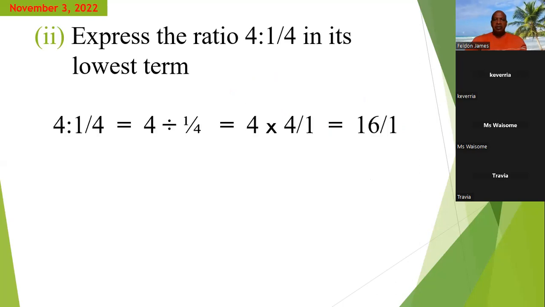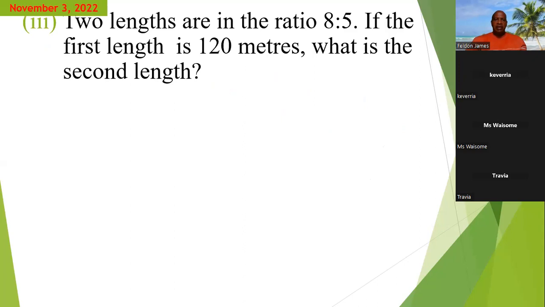All right, so just as before, we give you this layout and we get the ratio of 16 to 1. Now here we have a worded problem in ratio. It says that 2 lengths are in the ratio of 8 to 5. If the first length is 120 meters, what is the second length? Now, just giving you a little chance to see if you could apply some reasoning to it before I actually work it for you. So just take about 2 minutes, think about the problem and see if you could come up with an answer for the second length.